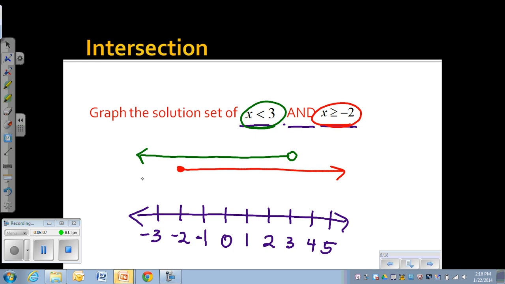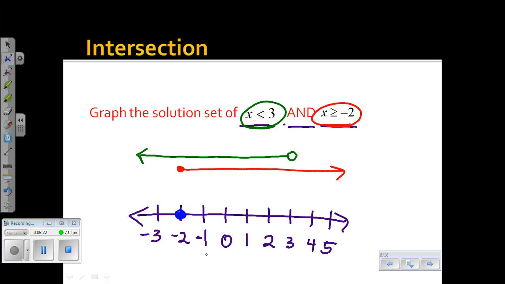So if I start here at -3, -3 would qualify for the green graph, but not the red graph. And I look at -2. -2 works for red, and it works for green. So that's going to be included in my final answer. -1 also works for both. So that's going to be included. 0 works for both red and green. 1 works for both red and green. 2 also does.